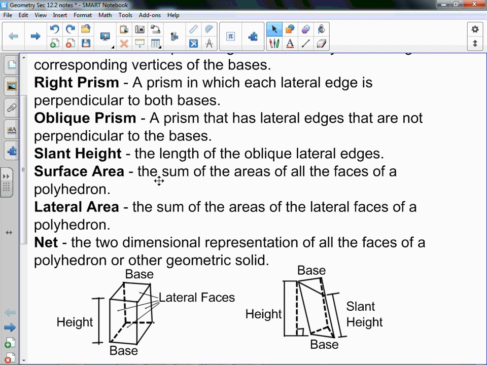Right. And then the slant height is going to be the length of one of those oblique lateral edges. So when we have an oblique prism, the total length of that angled side there is going to be a slant height. And then the actual height is how high it is from the ground up to the top, but this distance is not quite as long as the slant height would be.